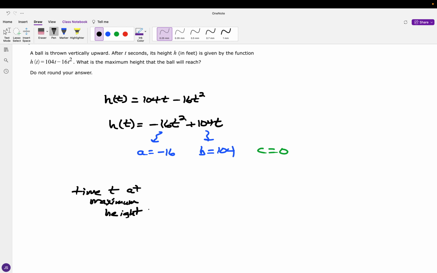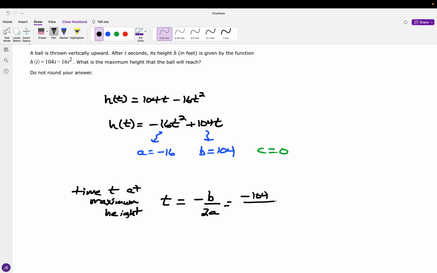we're solving for t as opposed to x, but you're still going on the same precepts, because you treat t like you do x in the formula. We have t is equal to negative b over 2 times a.